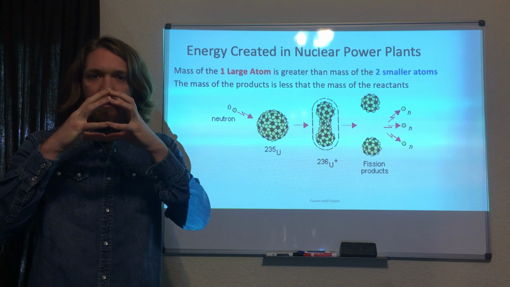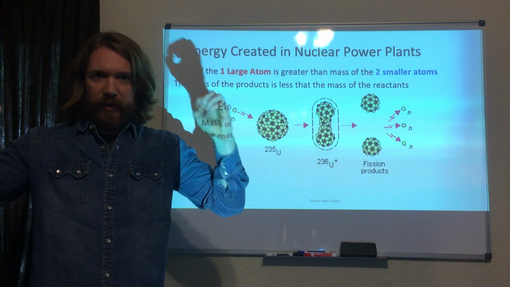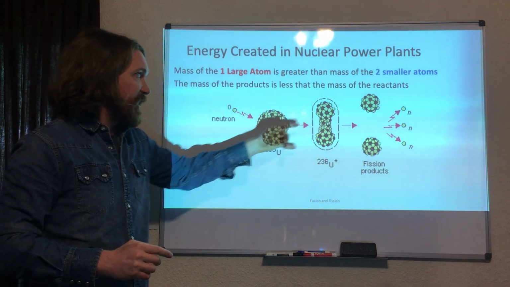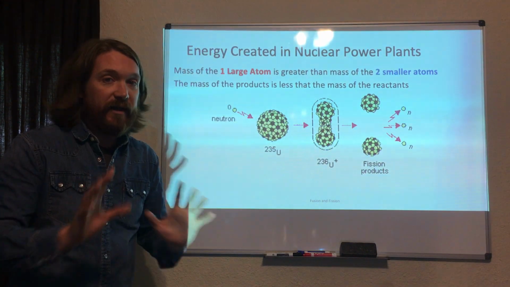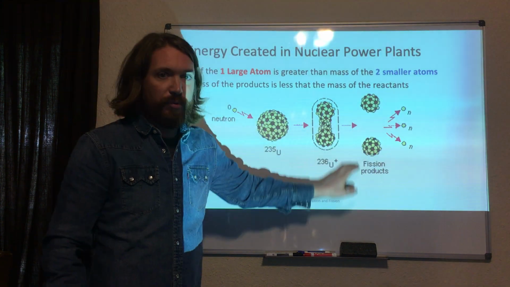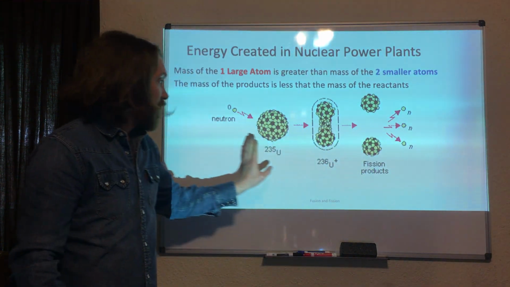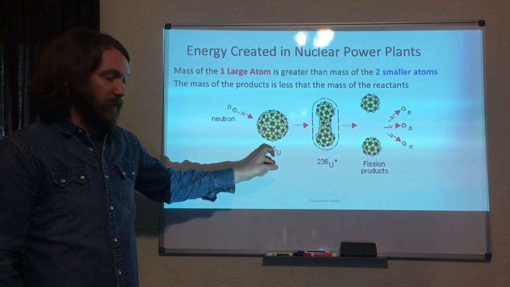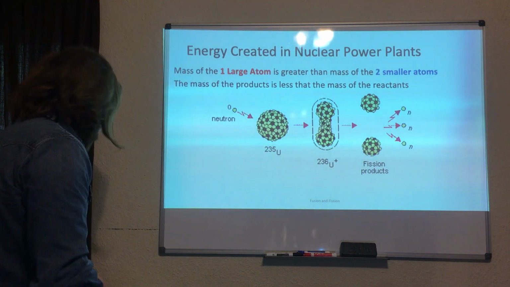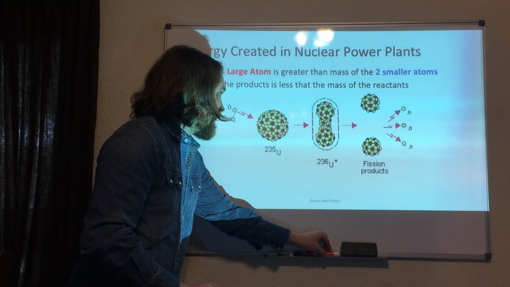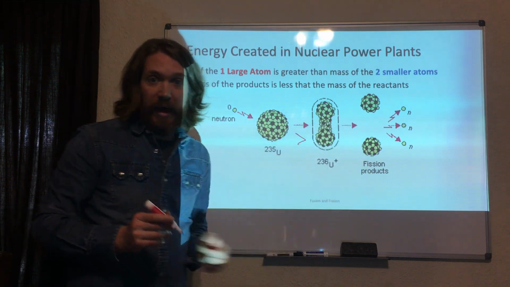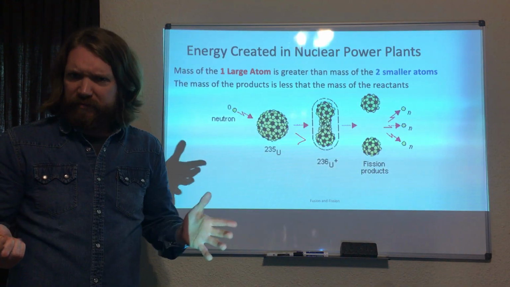Whenever you take a big atom and split it into 2 small parts, okay, that one large atom becomes 2 smaller atoms. When that happens, the mass of the products, meaning what you produced, is less than the mass of the reactants, meaning the atom you started with, okay? What does that mean? That means that the atom that you started off with is bigger than the 2 atoms that you made. Seems kind of weird, right?